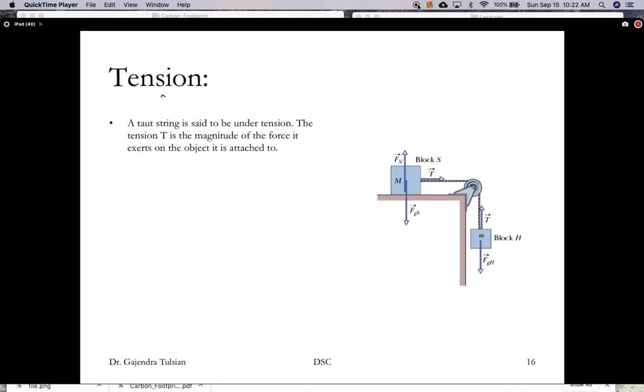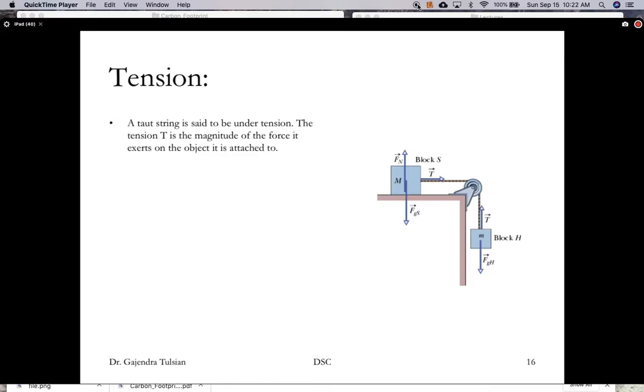Tension. So oftentimes you'll encounter strings that are under tension. Think of them as rubber bands, and you're stretching a rubber band, and this end of the rubber band will want to pull this object in that direction. This end of the rubber band will want to pull this object in that direction.